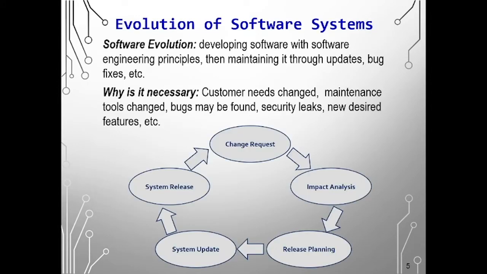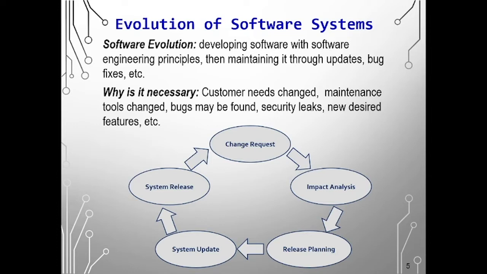The evolution of software systems. Through software evolution, we have programs that have been developed and then maintained over time. There are plenty of reasons that software evolves. For example, the customer's needs have changed, or they desire new features, or bugs may be found. This is a visual of how software evolves over time.